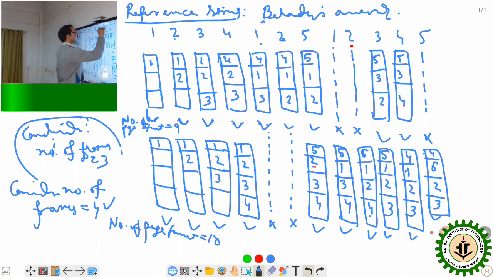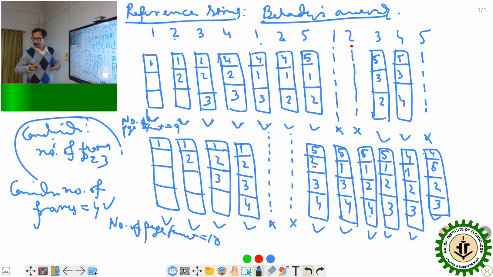What is Belady's anomaly? It states that in case of the first in first out page replacement algorithm, if we allocate more frames, then the number of page faults increases instead of decreasing. So this is all about the very simple page replacement algorithm, that is the first in first out page replacement algorithm.